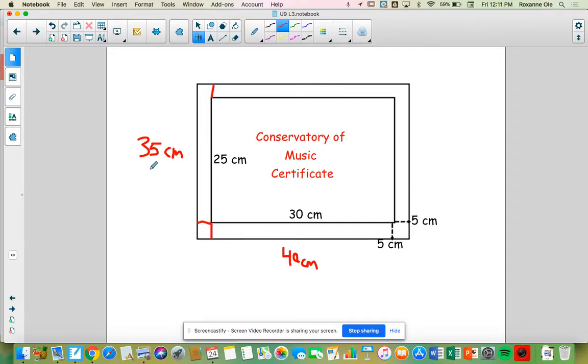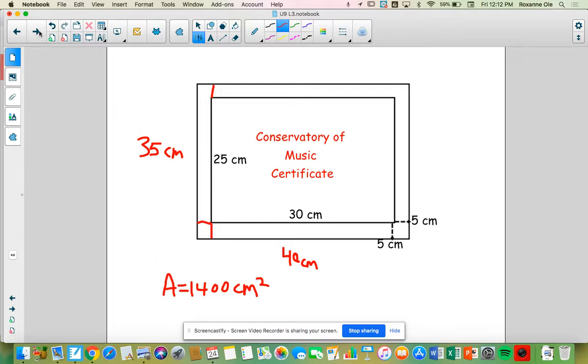So we're going to do 35 times 40. And what will you get for that? You will get 1,400. And we have to put our units. So 1,400. And what are the units? Centimeters squared. Don't forget, when you're doing area, the units always have to be squared. Okay, so the area of the glass will be 1,400 centimeters squared.